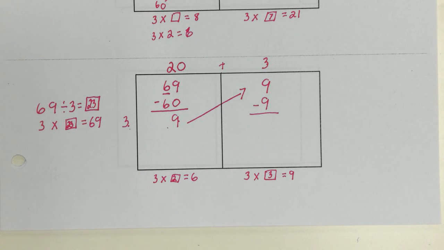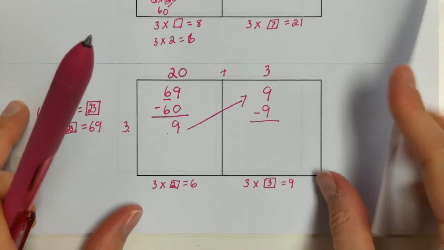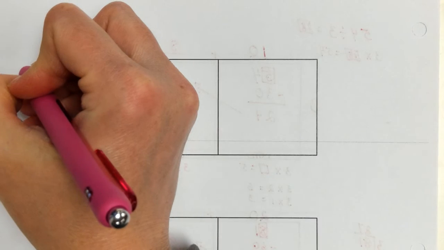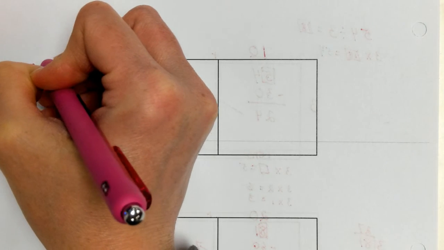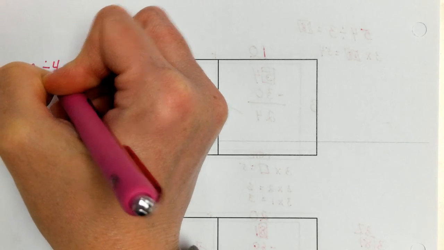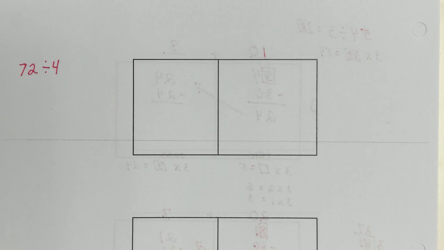Okay. Turn your paper over. All right. Next one. 72 divided by 4. What do I want to do? Elena.